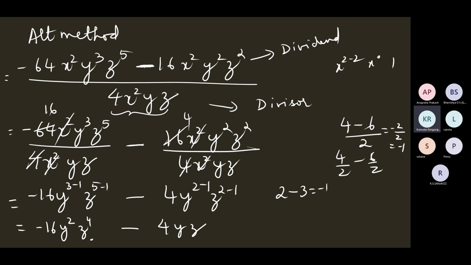We can do it like this. So this is how we divide by a monomial. Now I actually prefer this method. Okay, take down this, children. Quickly take down.